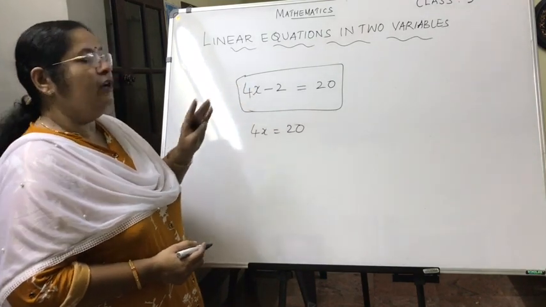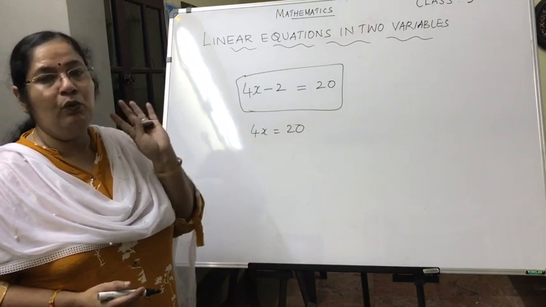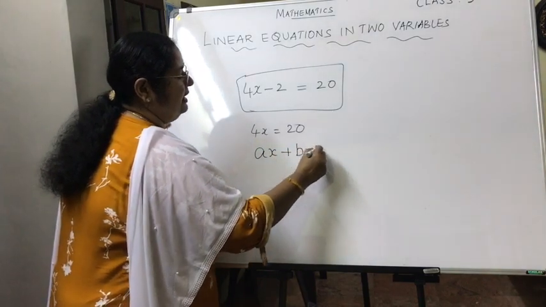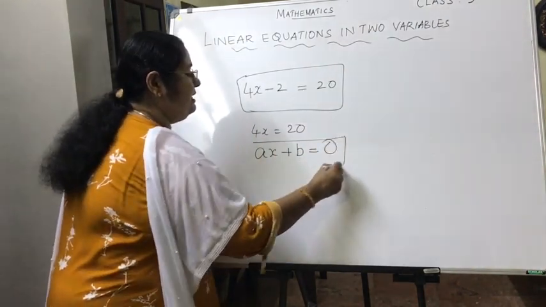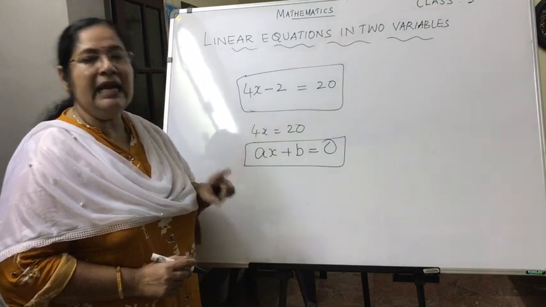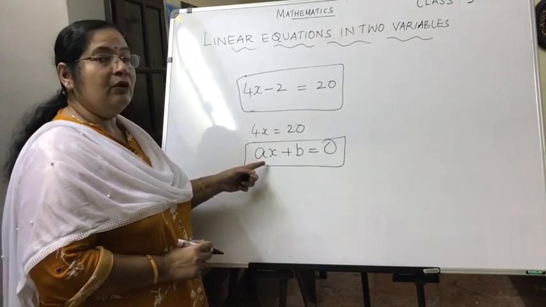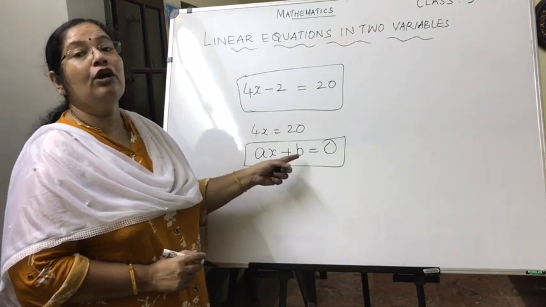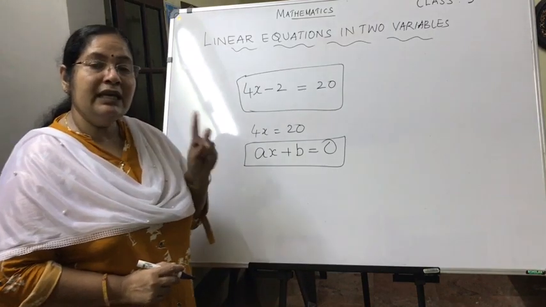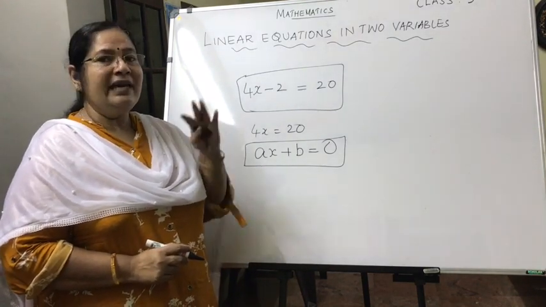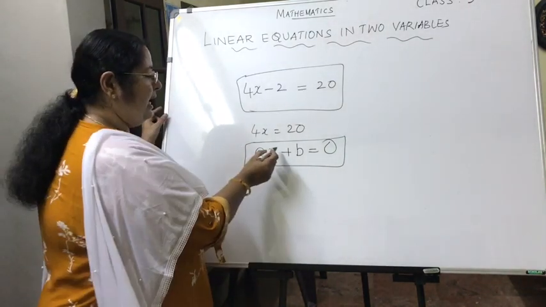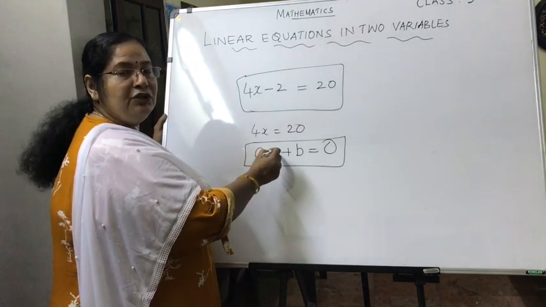Is it clear? Now we have got a general form for a linear equation in one variable. And the general form is ax plus b is equal to 0. This is the general form of a linear equation in one variable, where a and b are real numbers, a is the coefficient of x and b is a constant term. One more condition is there, a is not equal to 0. Why is a not equal to 0? Because when a becomes 0, what happens to this complete term? 0 into x, it will become 0.